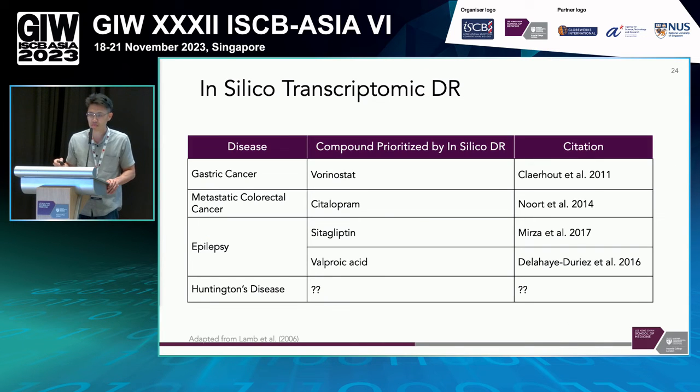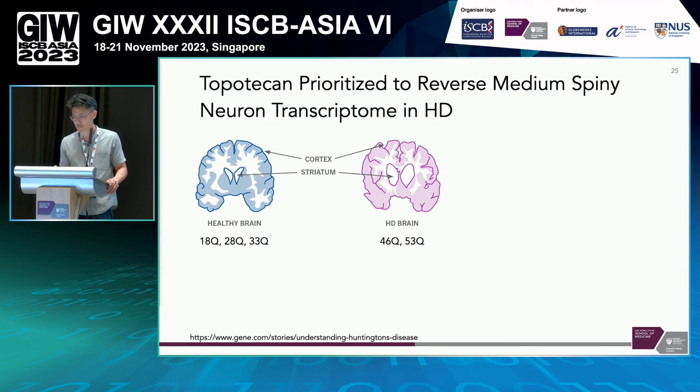While this concept may seem theoretical, there are actually a couple of drug repurposing successes in the past, for example, in gastric cancer, metastatic colorectal cancer, and epilepsy. So here, my research question is, can I apply this approach to Huntington's disease? To do so, I took the transcriptional profile of striatal neurons and compared it against the drug database, because striatal neurons are clinically the most vulnerable cell type in Huntington's disease.